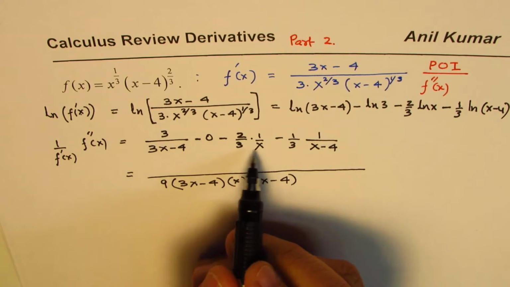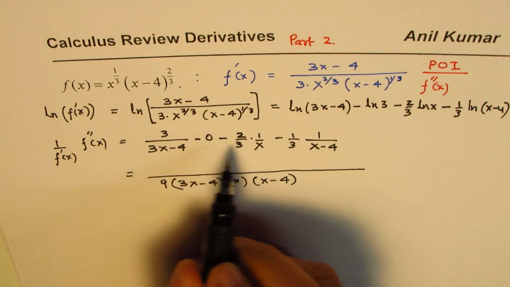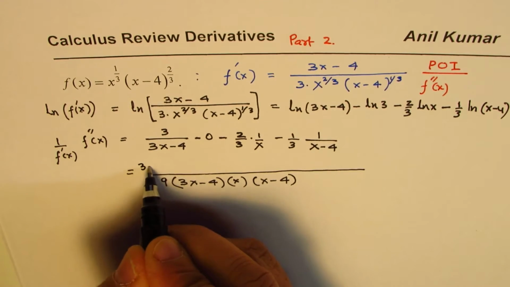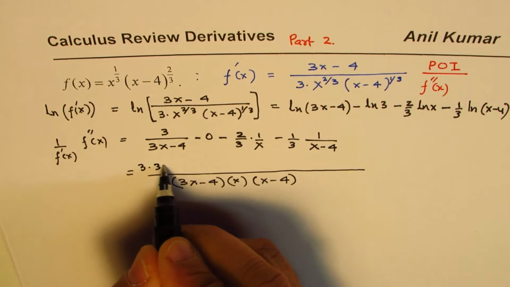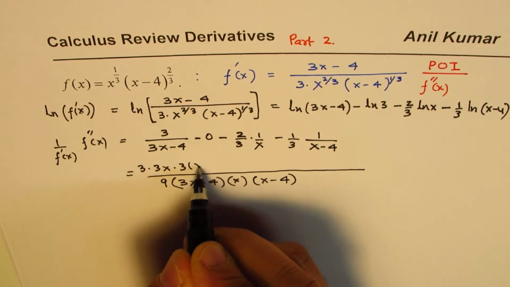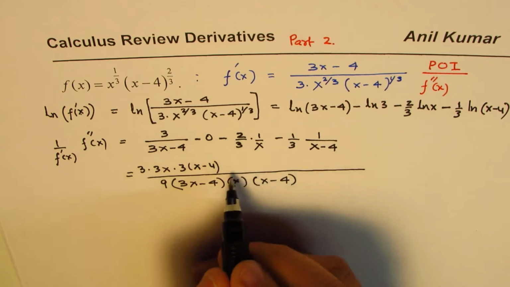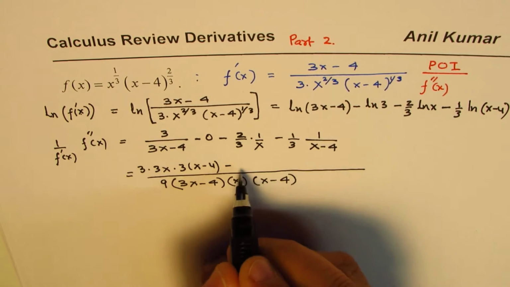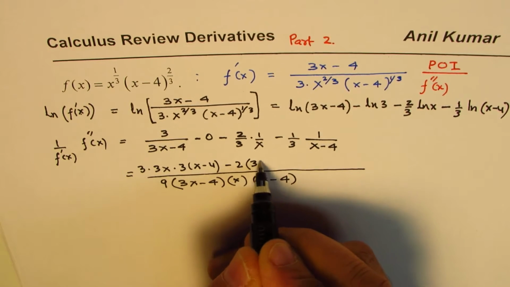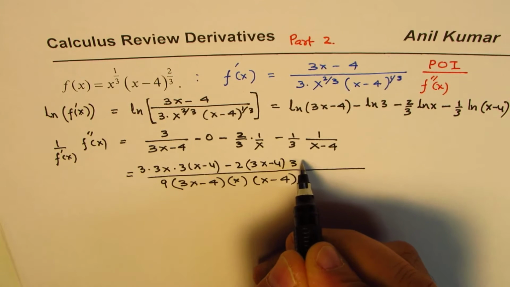In the numerator, this 3 will be multiplied by these two factors, right? So we have here 3 times 3x times 3 times (x minus 4), correct? 0 is 0, so we'll not bother about it now. Minus, here we have 2 times these two factors, correct? So 2 times (3x minus 4) times, this is 3.